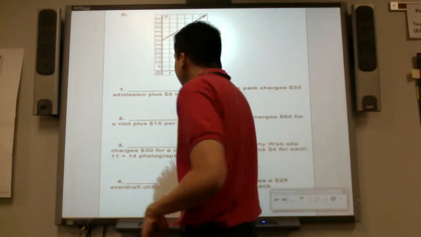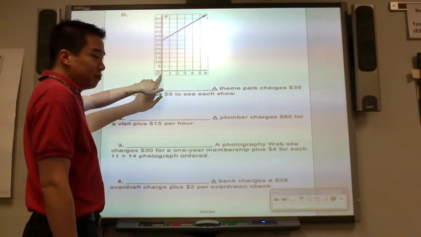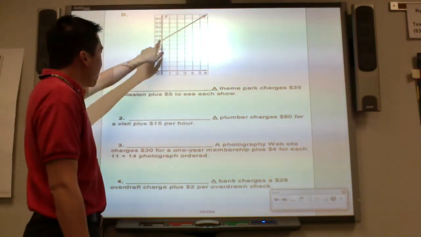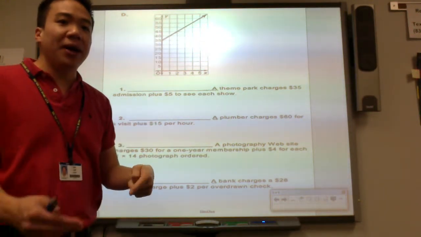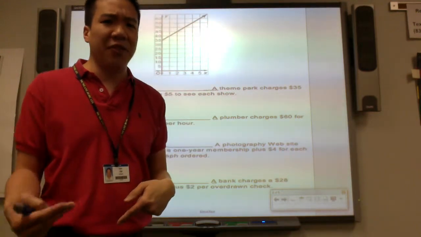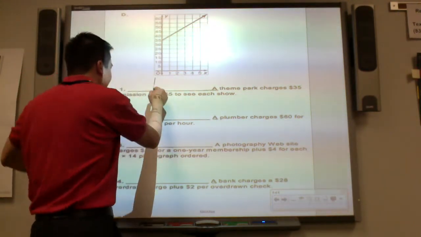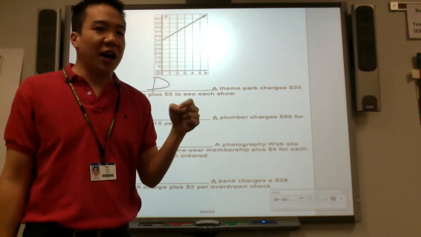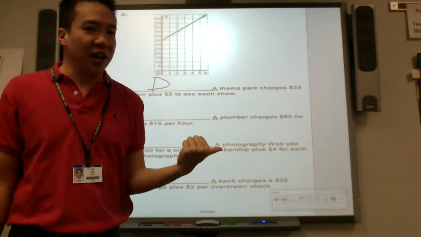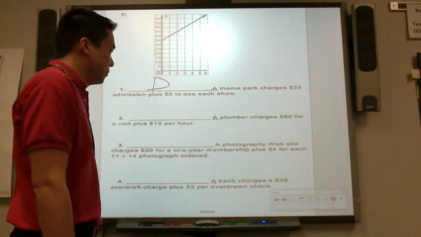Let's look at this one right here. You go in, and you don't see any shows. You paid $35. And then you see a show, you pay $5 more. So now you pay $40 to see one show. I think it's D. And then you want to see another show, two shows, that's $5 per show, that's $10 plus $35 to go in, that's $45. So two shows, $45. So it is D.